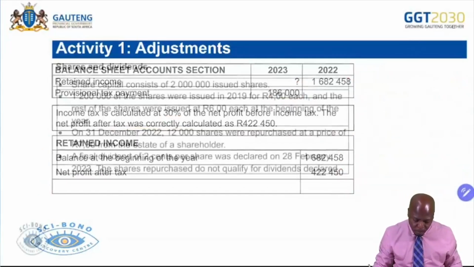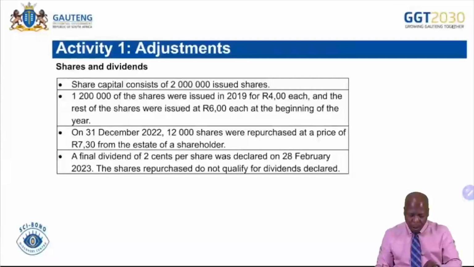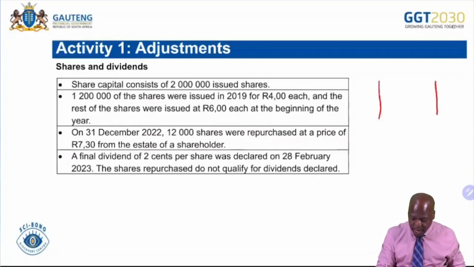Let's go and see. We're then told that the share capital consists of this, and there are shares that have been repurchased. We are told the share capital consists of 2 million shares, and then 1.2 million of the shares were issued in 2019. So I'm just going to come quickly here and see if I can do a quick note number 7. Let's quickly do that. So we know that we had 1.2 million at the beginning, and these were issued at 4 rand. It therefore means we had 4.8 million here.